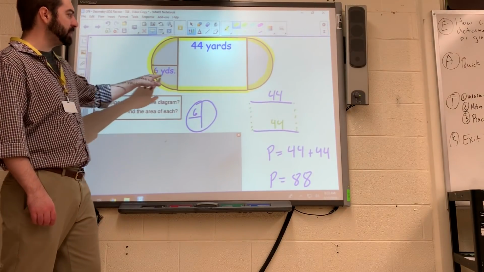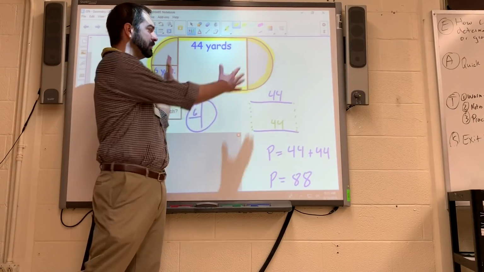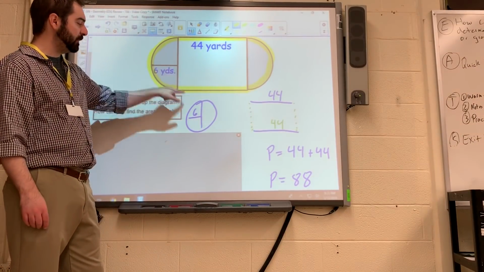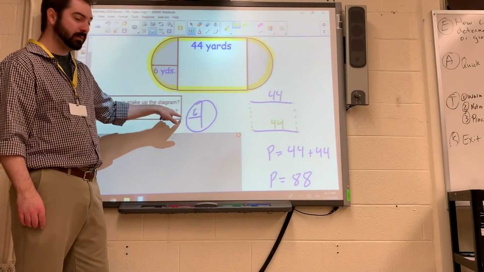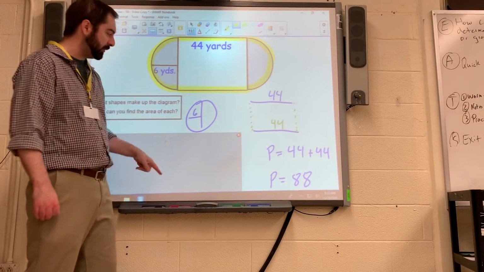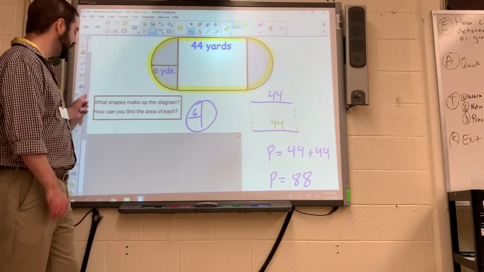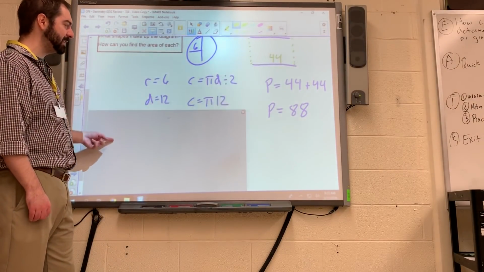Well, it looks like I have 2 semicircles on the edges. All I did was take those 2 semicircles and put them together to make one circle, and I redrew the information. I drew my diameter, and I drew my radius, and then I thought, what does that 6 really represent? It's clearly the radius, because it's from the center to the edge. Once I have my radius, I can solve anything in this problem.